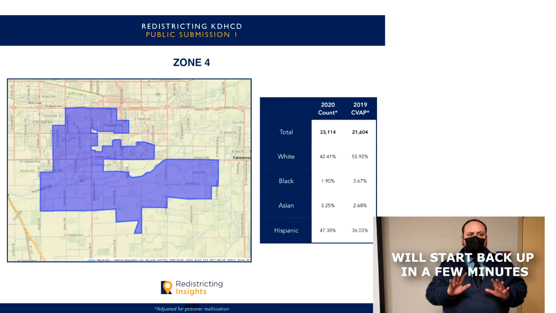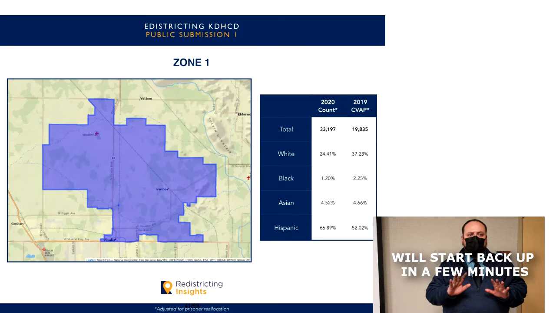And then we have this second district here, which comes across into this eastern part, 0.4% over deviation, 49.91% Hispanic CVAP. And this northern one takes in Ivanhoe and this northeastern part of Visalia, 0.24% deviation, 52.02% Hispanic CVAP.